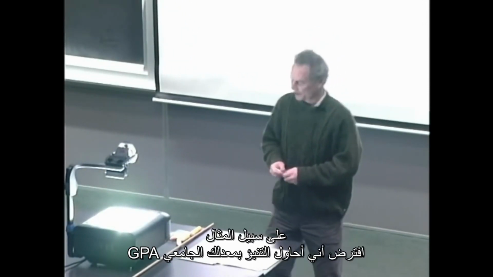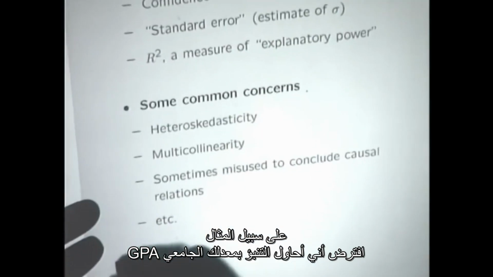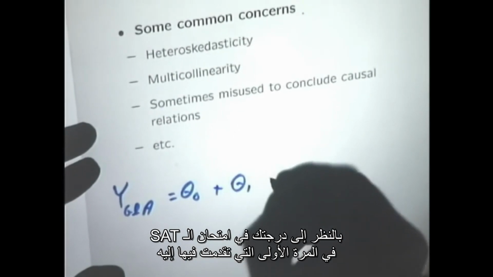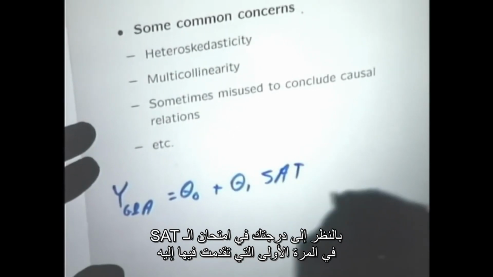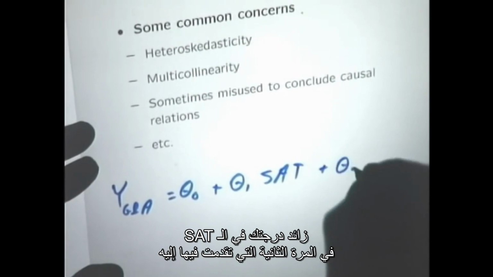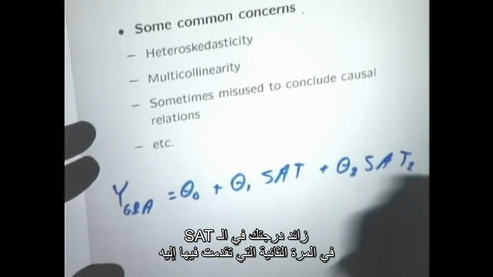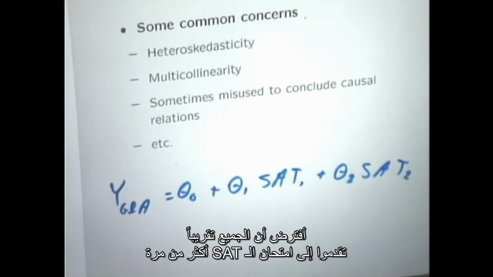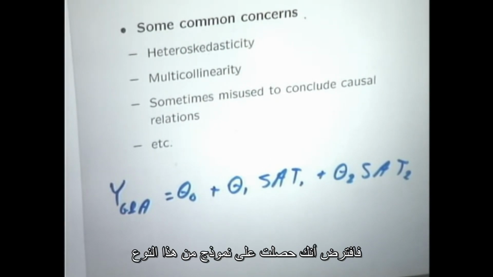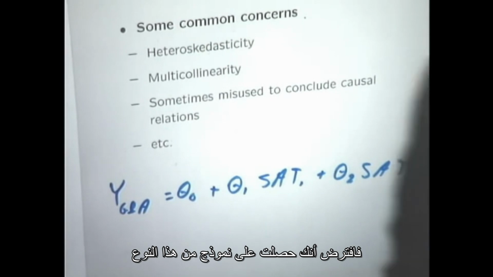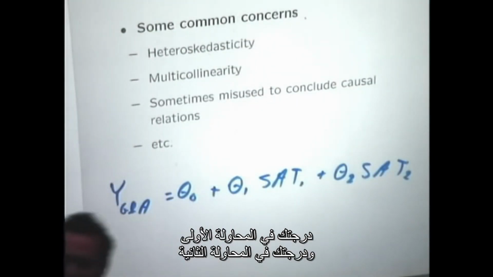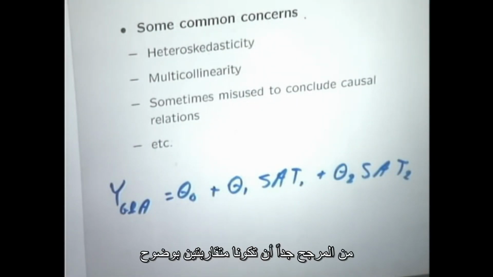So for example, suppose that I try to predict your GPA by looking at your SAT the first time that you took it, plus your SAT the second time that you took your SATs. I'm assuming that almost everyone takes the SAT more than once. So suppose that you had a model of this kind. Well, SAT in your first try and SAT in your second try are very likely to be fairly close.